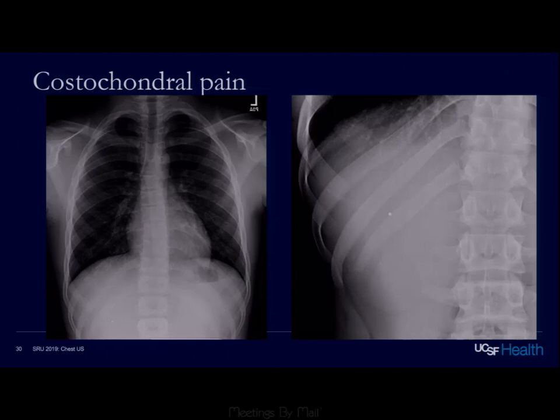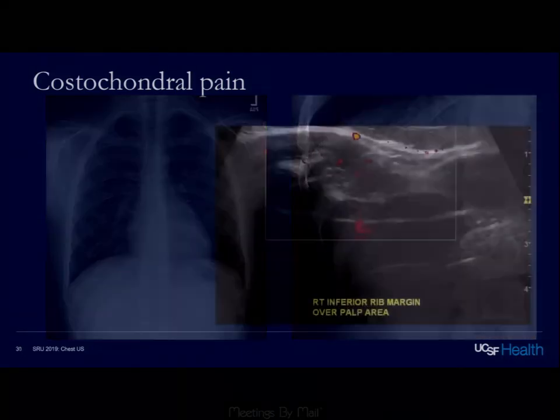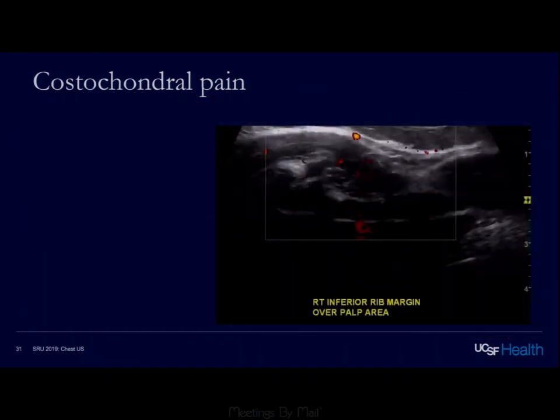We're going to move on to costochondral pain. I think this was a 17-year-old male, a young patient who presented with focal tenderness. We'll again see a BB marker denoting his site of pain, which is the right anterior lower chest. The chest radiograph was not very revealing.